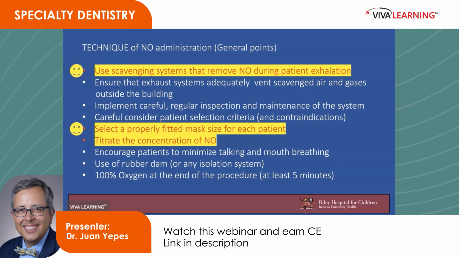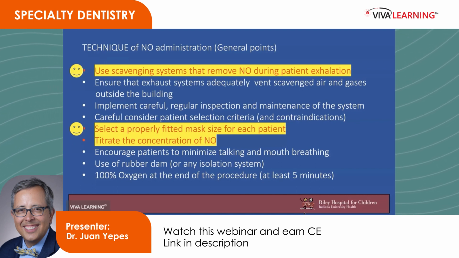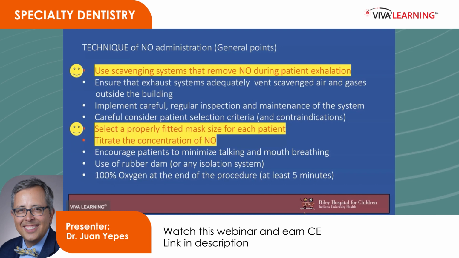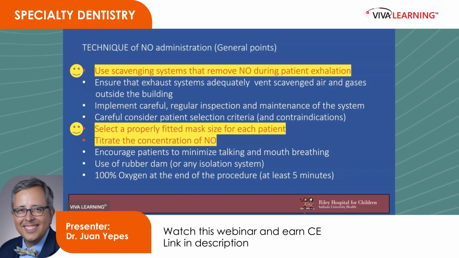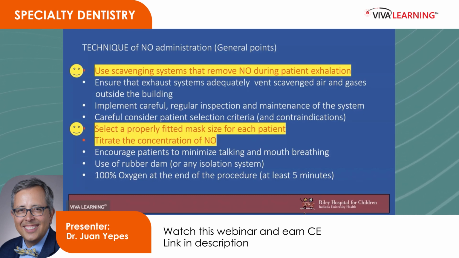Number one, the use of scavenging systems that remove the nitrous oxide during patient exhalation is critical. That's probably the best way to decrease the amount of nitrous oxide around the environment. Select a properly fitted mask size for each patient. If you work with children, make sure that you use a nasal hood for children. If you are working with adults, you use a nasal hood for adults. The next is also important.